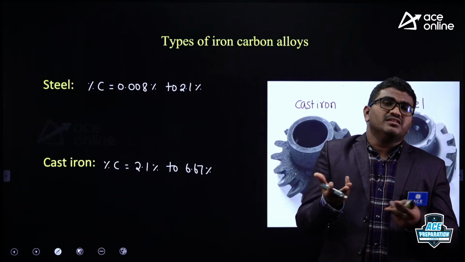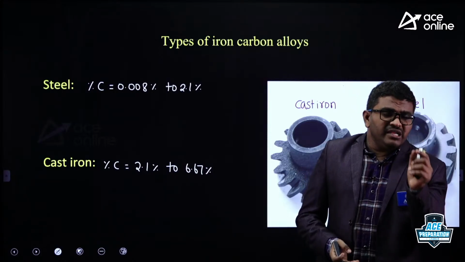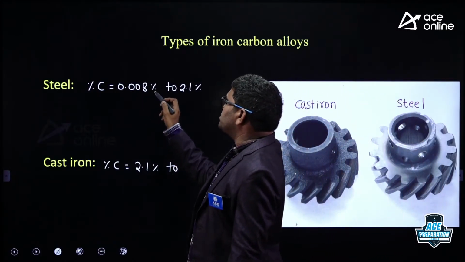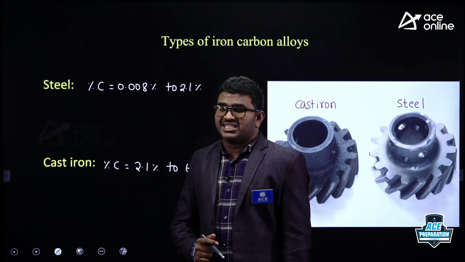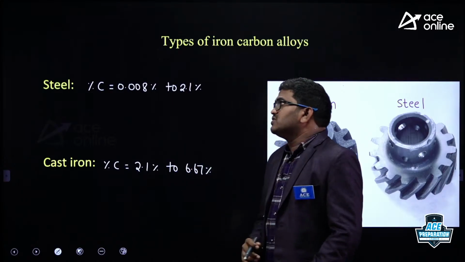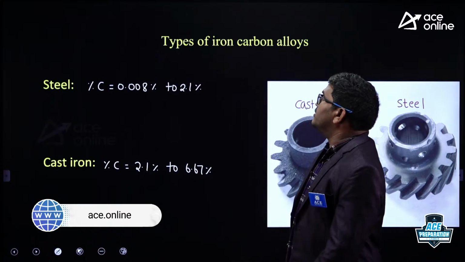0% of carbon is nothing but pure iron. It's not an alloy. So, the minimum percentage of carbon in a steel is 0.008 percentage, maximum is up to 2.1. Cast iron is 2.1 to 6.67 weight percentage, very, very important.